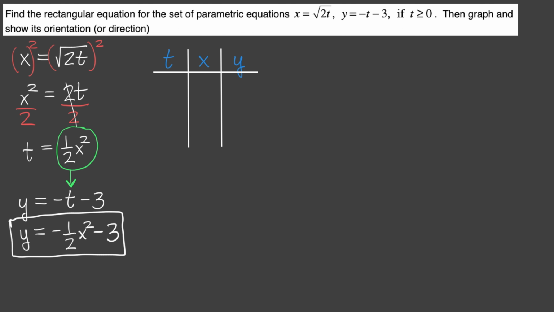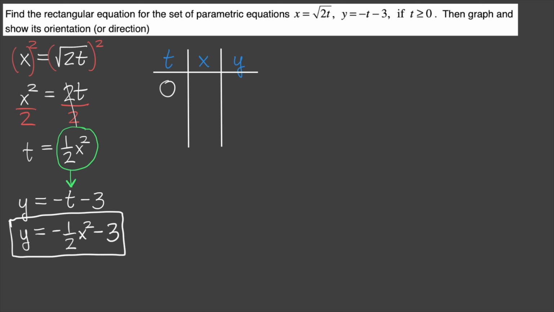So here's our chart. Now we want to plug in specific values of t that would help us. Because there's a square root here, we want to plug in values of t that will give us a perfect square. And we also have a restriction on t. T has to be greater than or equal to 0. So we can't plug in any negative t values. So let's plug in 0 first.